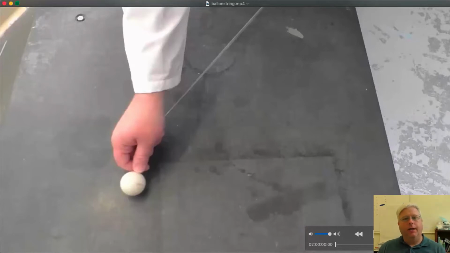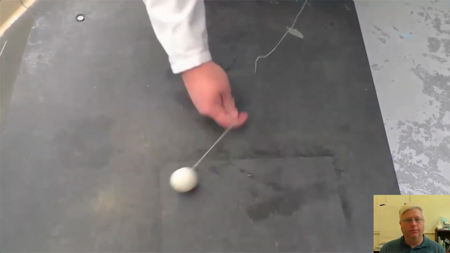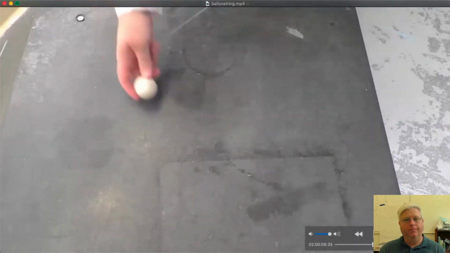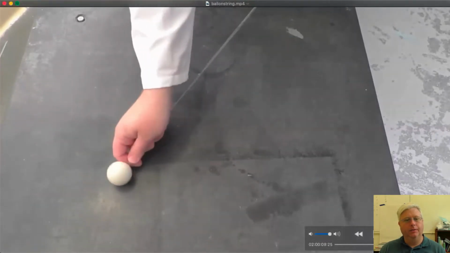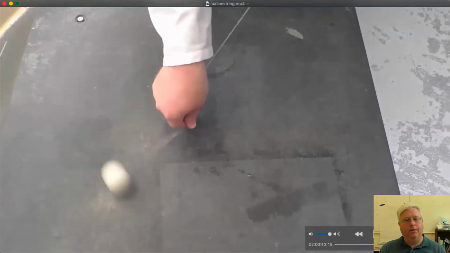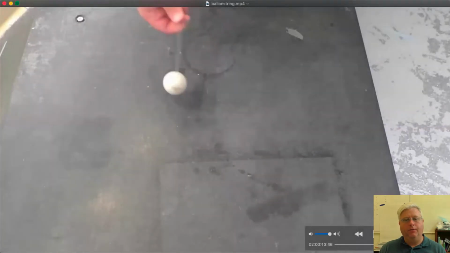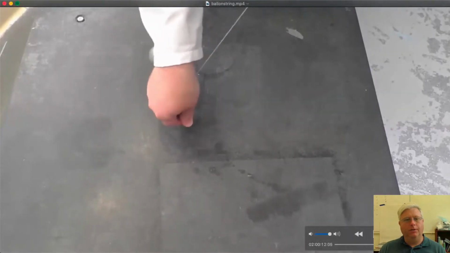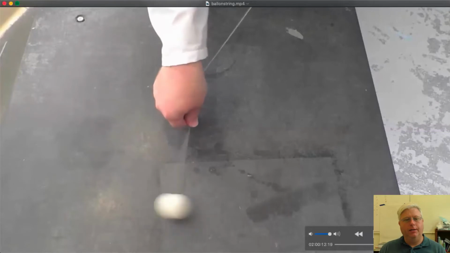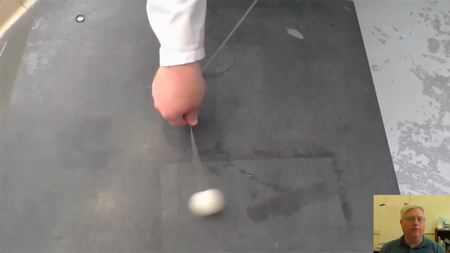So in this one here, I just have a golf ball on a string, and I'm just going to spin it around in a circle. And I tried to create a uniform circular motion, but it's kind of hard to do by hand. But you can see that it is moving in a circle. And what's important about this is that we see that there is a force that's causing it to move in a circle. So it's not just doing it by itself.